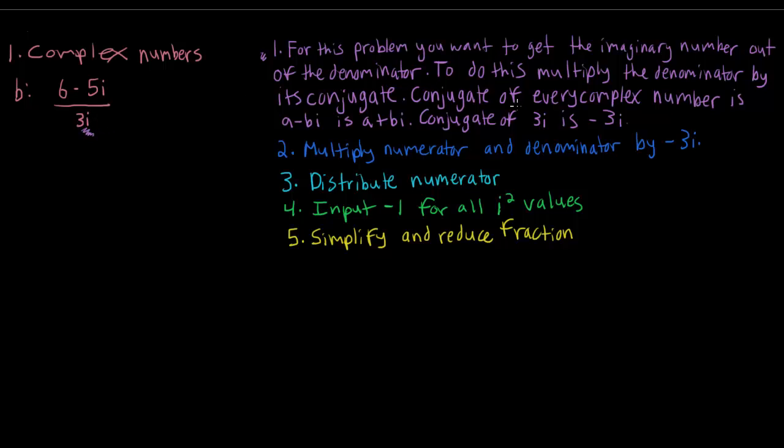But to do this, we need to multiply the denominator by its conjugate. If we remember, the conjugate of every complex number is pretty much its opposite. So the conjugate of a complex number, for example, a minus bi, is just a plus bi. So you're reversing the sign of the second term. In this case, our denominator, 3i, the conjugate of positive 3i is negative 3i.